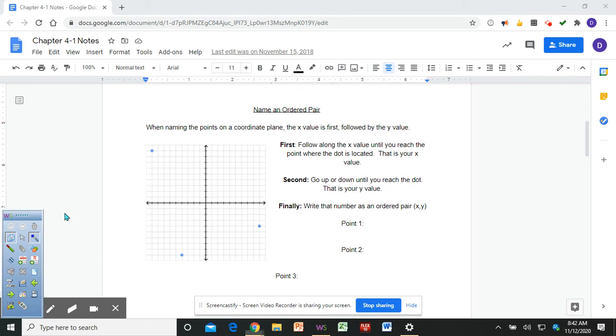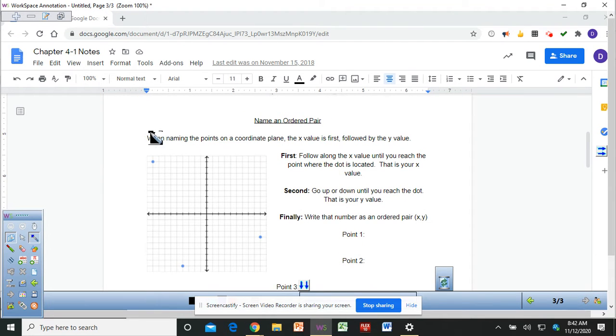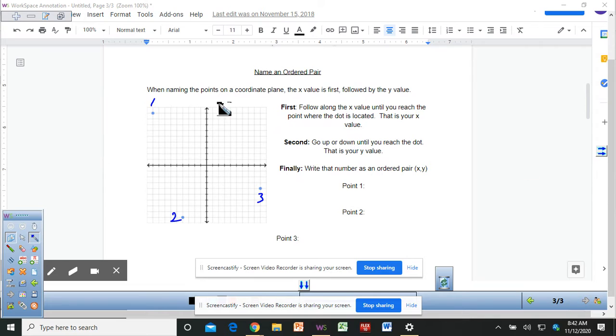So to start off, I'm just going to label these point 1, point 2, and point 3, and we're basically going to find their coordinates. How you do this is first you follow along the x until you reach where the dot is located. So we're going to start with point 1. We go 1, 2, 3, 4, 5, 6, 7, 8, 9. So point 1 is -9 spots away from the origin because it's 9 spots to the left.